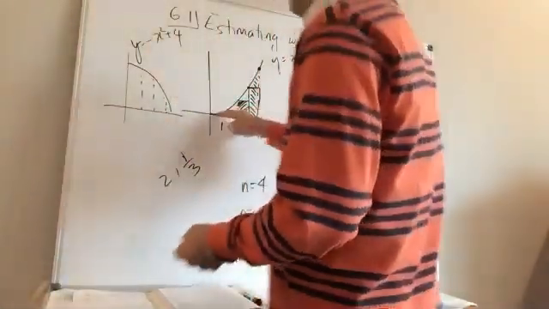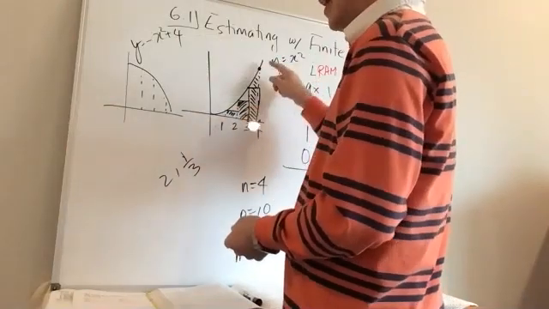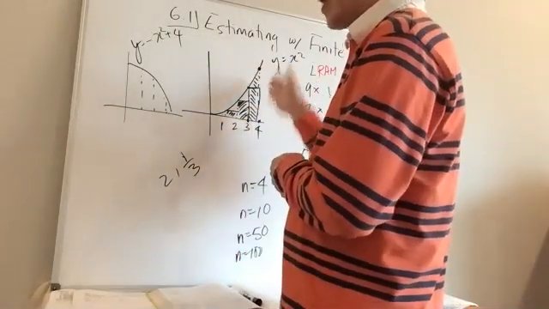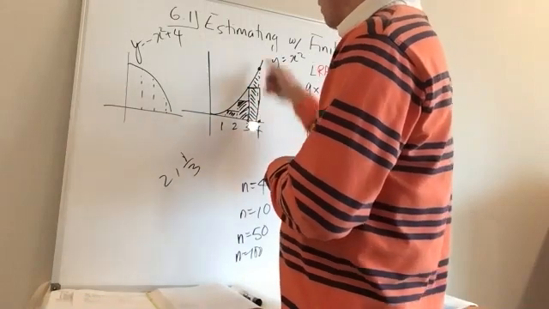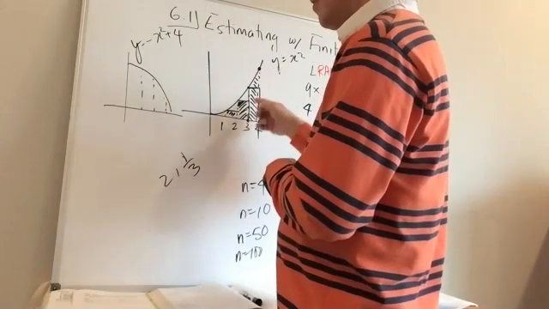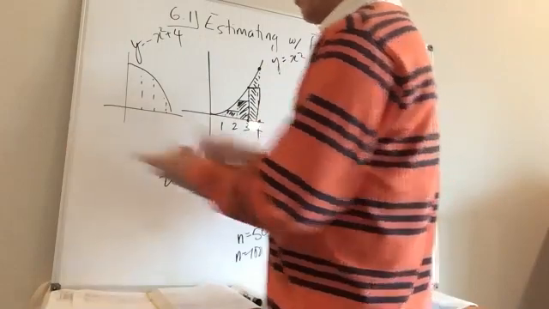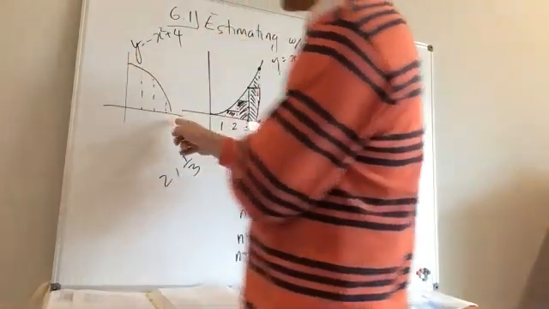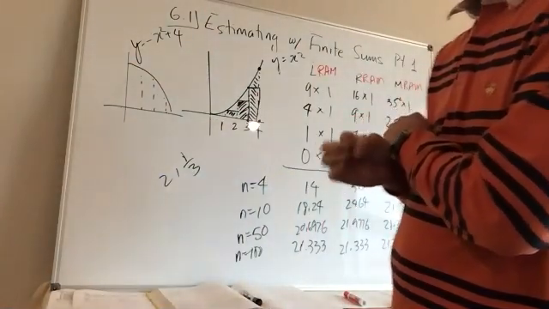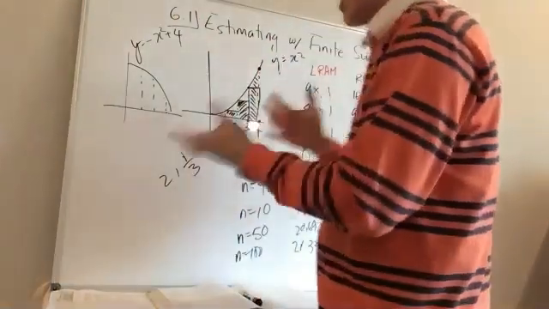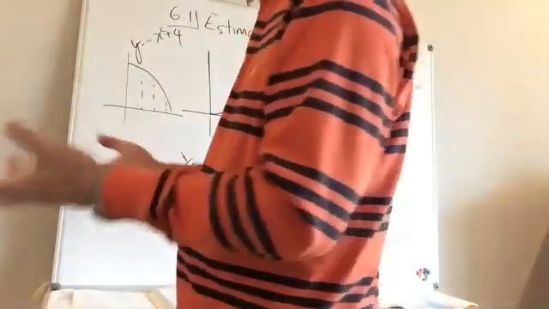Because the function here is increasing, which means that the right-hand side is always going to be larger, taller than the left-hand side, right? On a decreasing function, it's the exact opposite. Can you see that? So don't think that LRAM or RRAM automatically over or underestimates, okay?